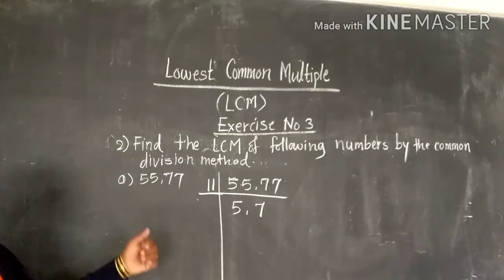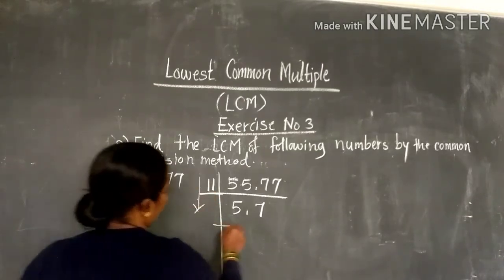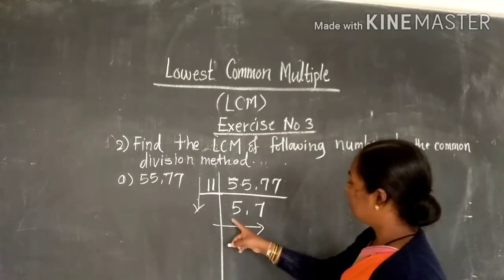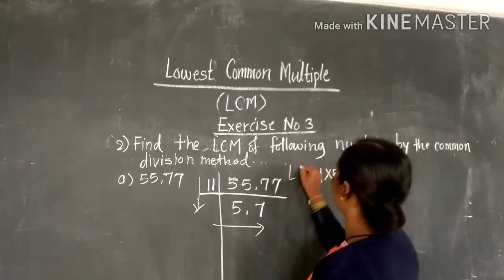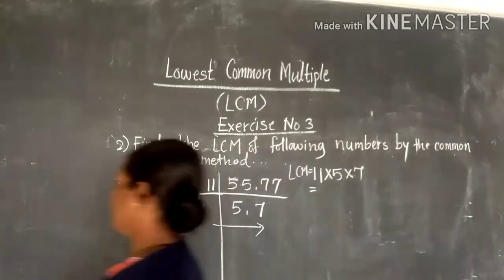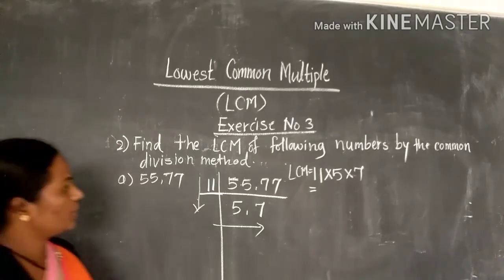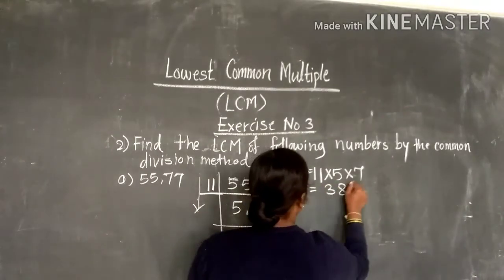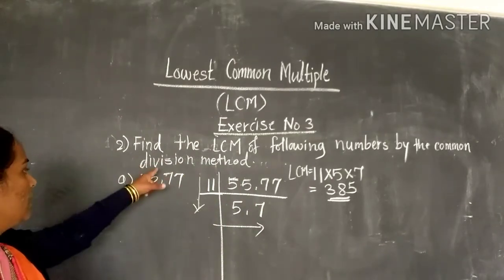Now these two numbers we cannot divide again because there is no number by which they are divisible. So what do you have to do? You have to put the divisor and the undivided numbers here: 11 into 5 into 7 for the LCM. Now do the product, you will get the answer. 11 5s are 55 and 55 7s are 385. So this is the LCM of these two numbers by the division method.